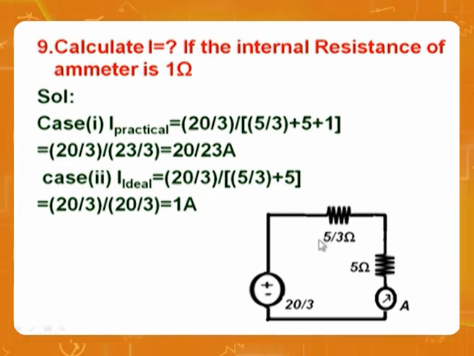Next, ideal. Ideal means very simple. Assume this meter is ideal, 0 impedance. So 20 by (3 plus 5 by 3 plus 5). That gives 1 ampere. Now you can clearly see 20 by 23 is practical, this is 1. So ideal is more than practical. Why is this difference coming? This difference is because the measuring instrument is creating its own error. That should be compensated. That's why this theorem is called the compensation theorem.